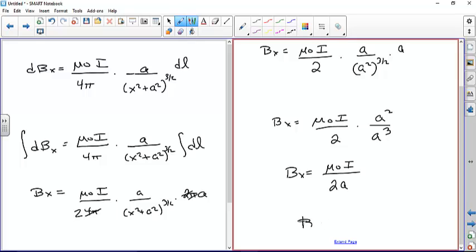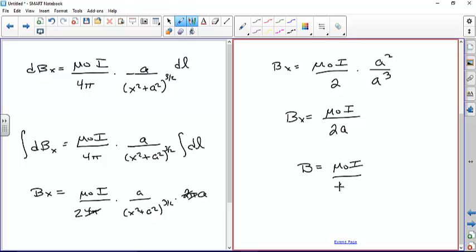And that compares with what we came up with, what we talked about in class. The magnetic field strength at the center of a coil is equal to mu 0 I divided by 2. In our previous terminology, we used capital R to represent the radius of the coil. But in this derivation, we used A. So that provides additional support that we did this correctly.